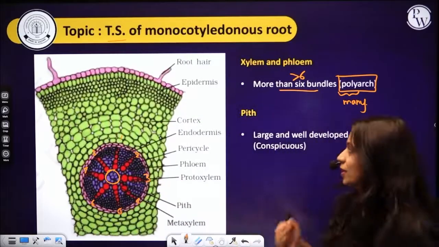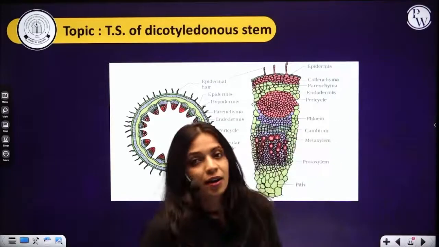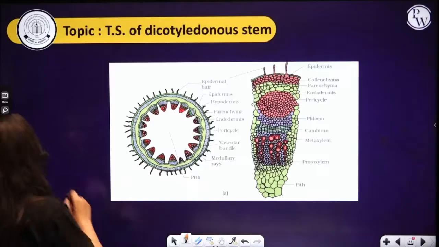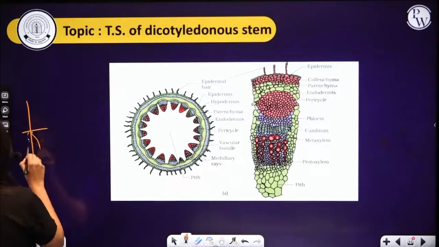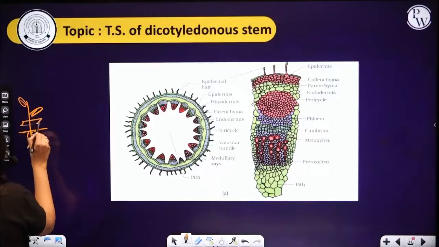Alright, now let's move on and talk about the TS of a dicot stem. So again, here, if this is a plant, a dicotyledonous plant that has leaves, root, you're taking an extremely thin slice over here.